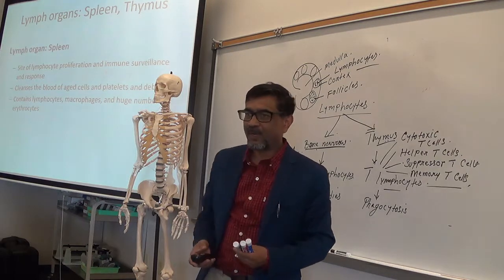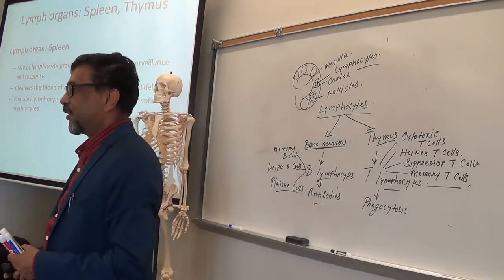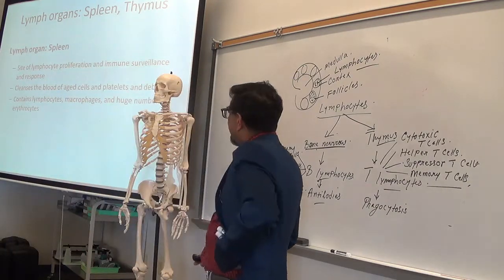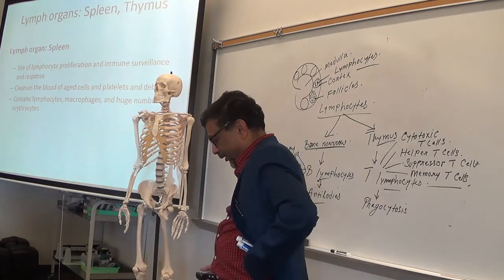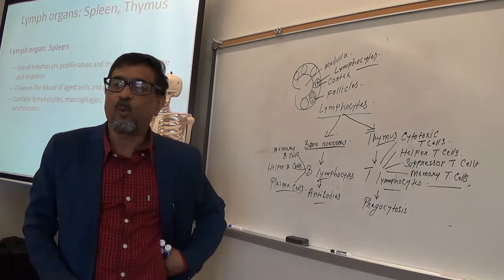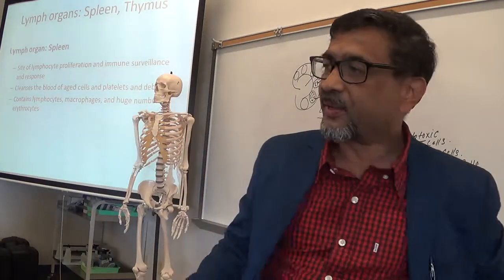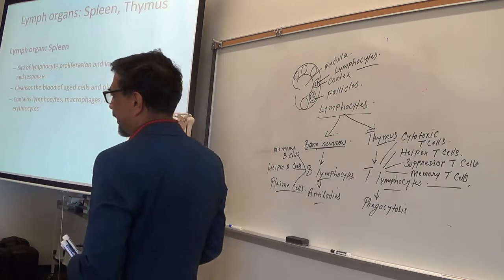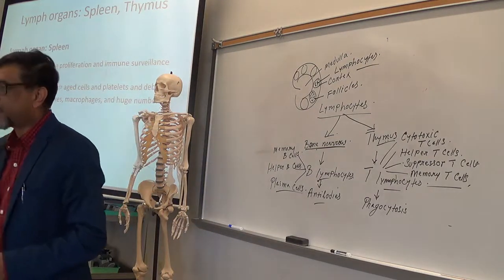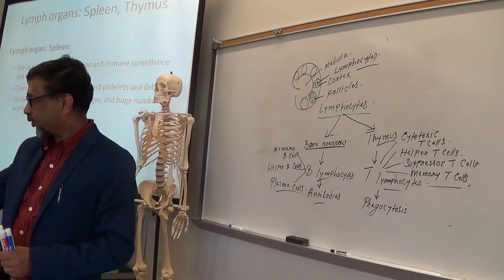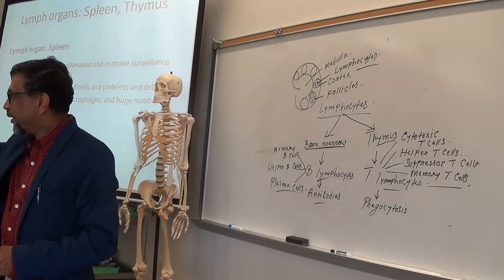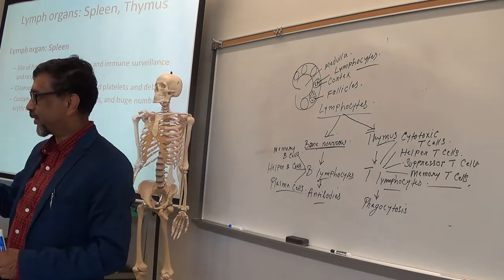Spleen, another lymph organ. If you see inside the spleen, you will see two types of structures, red pulps and white pulps. Some areas are red colored, those are called the red pulps, and some areas are whitish, white pulp. If you cut the spleen and look without a microscope, you can see those areas, okay? Red areas, red pulp, and white areas, kind of shiny white, white pulp, okay?